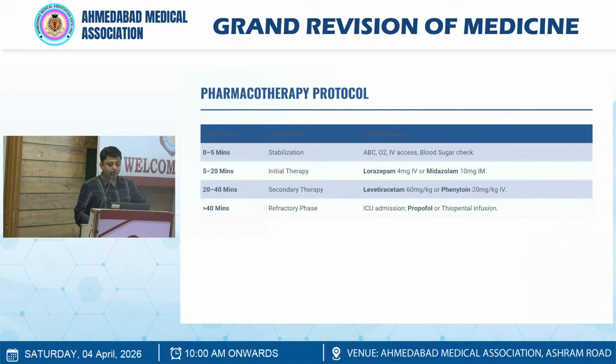Pharmacological therapy: 0 to 5 minutes, stabilization, ABC, O2, IV access, blood sugar check. 5 to 20 minutes, initial therapy, lorazepam or midazolam. 20 to 40 minutes, levetiracetam or phenytoin. More than 40 minutes, ICU admission and anesthetic agent like propofol. If they ask the dose in all of them, say 0.1 mg per kg as the basic. All the doses in status epilepticus are like this, 0.1 mg per kg.